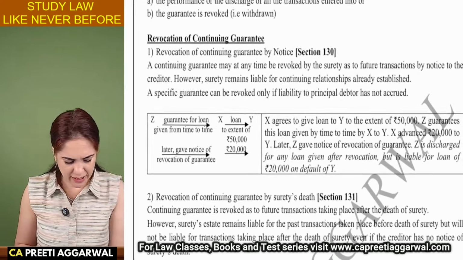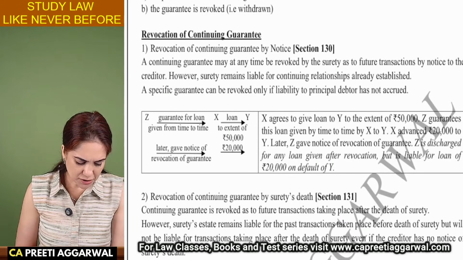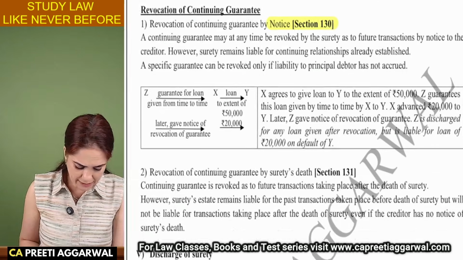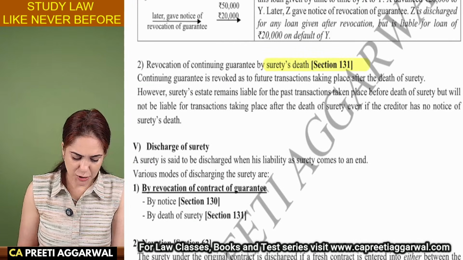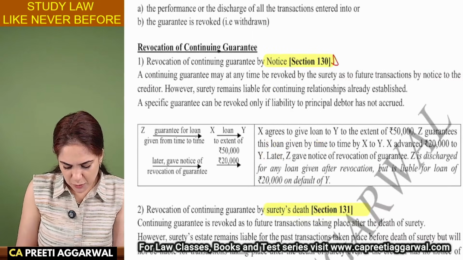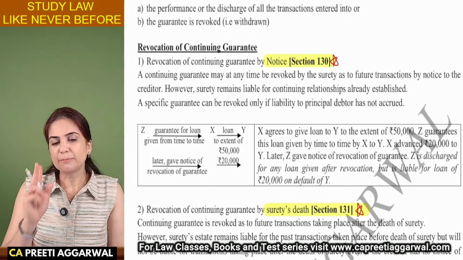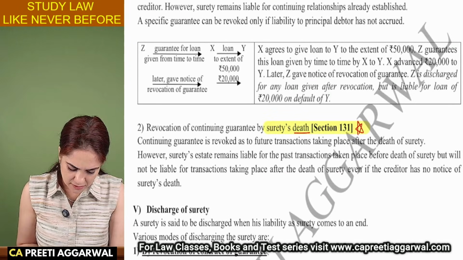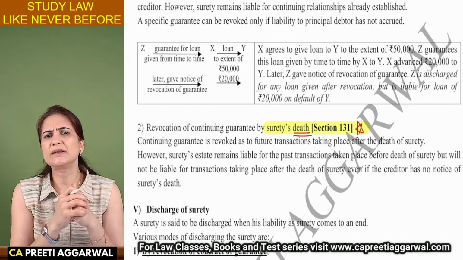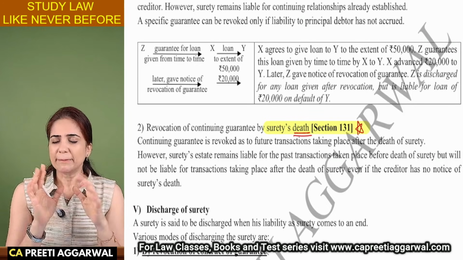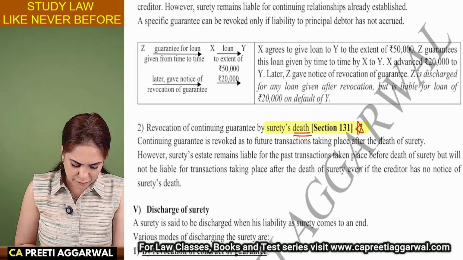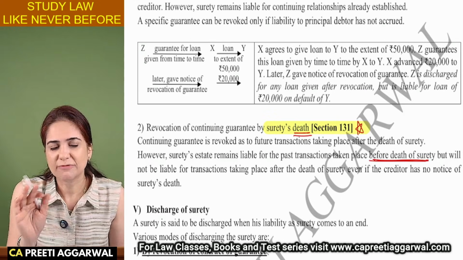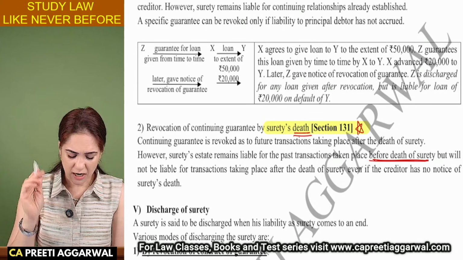How is a continuing guarantee revoked? So revocation will happen by notice. So I gave a notice and I revoked the liability. It can also happen by death, section 131. Please note students, 130 and 131 both are very important for exam. In case of death, the surety's liability is automatically revoked. Yes, his estate is liable for the transactions before death, but his estate is not liable for transactions after his death.